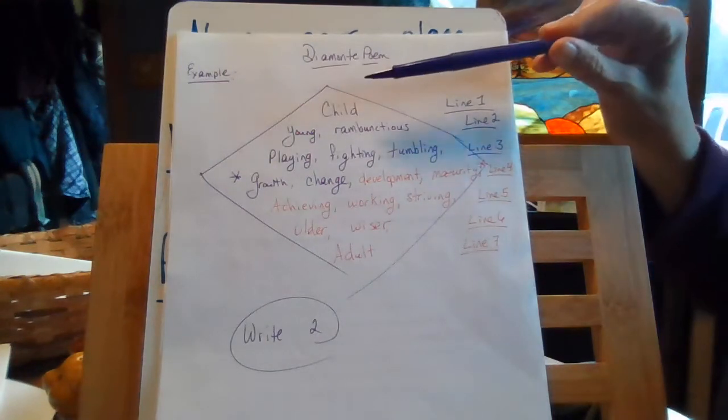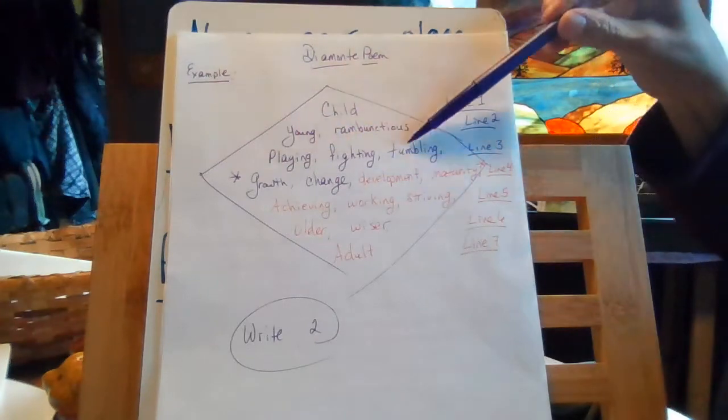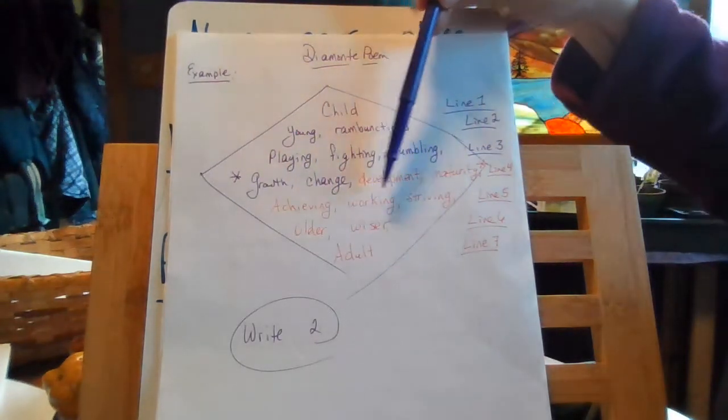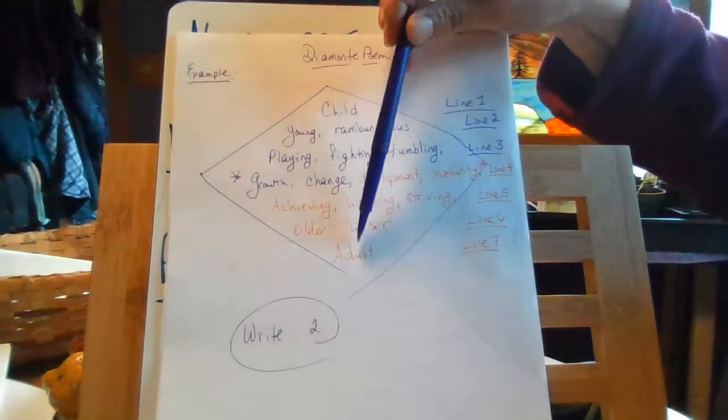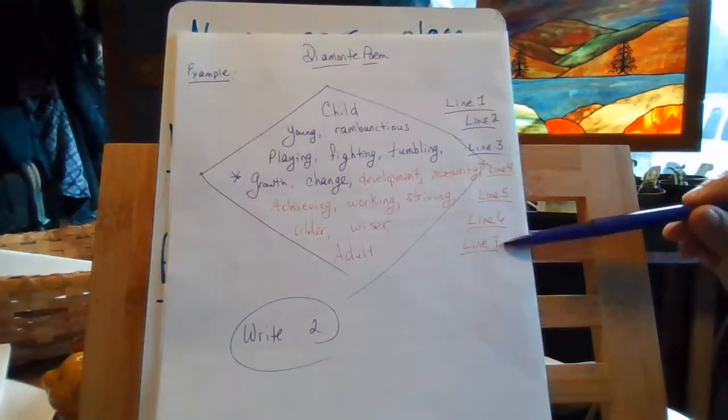So line one, the noun, child. Young, rambunctious, playing, fighting, tumbling, growth, change, development, maturity, achieving, working, striving, older, wiser, adult. Yes, wiser.